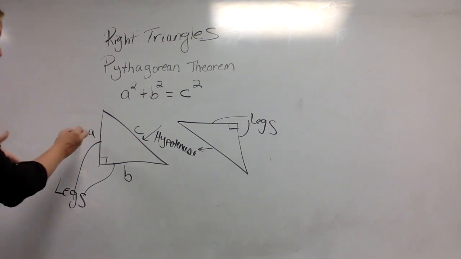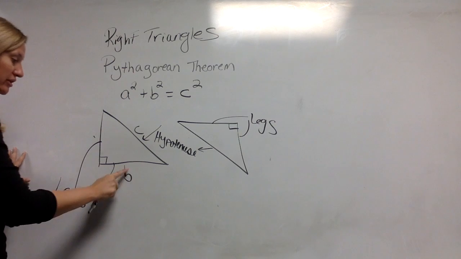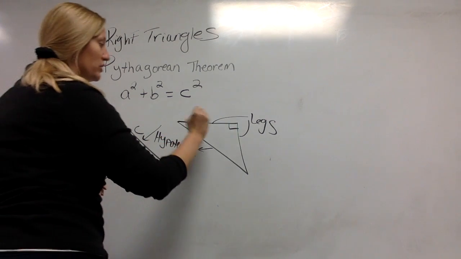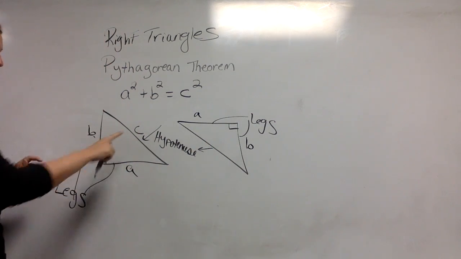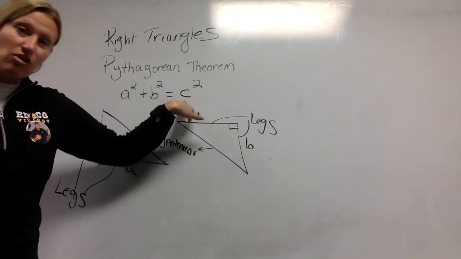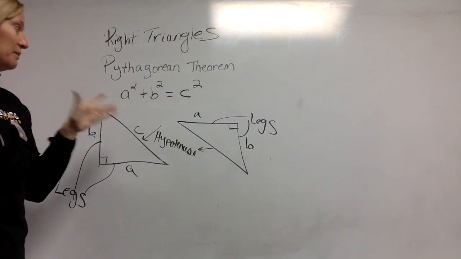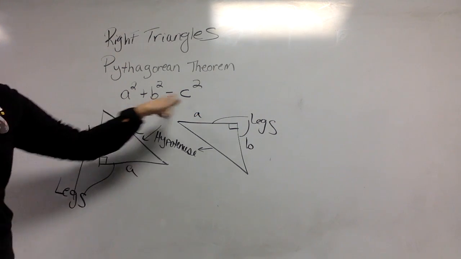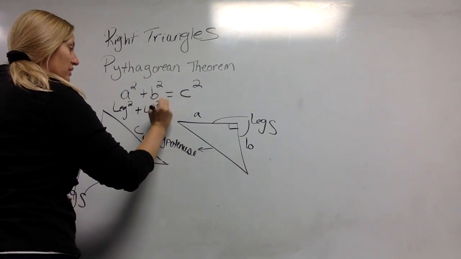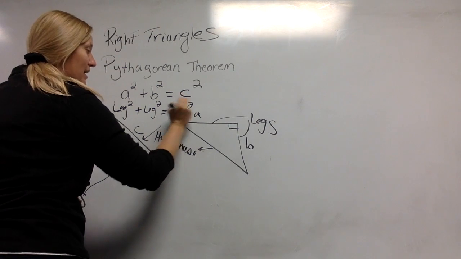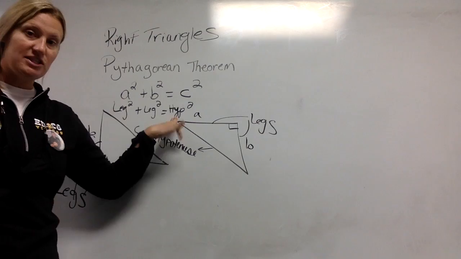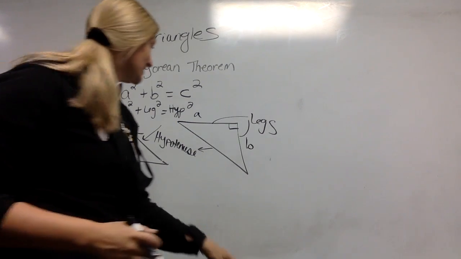Okay? The legs are interchangeable. So I could, in theory, relabel this B and this A. It doesn't matter which one you call A and B. Those are interchangeable. The main idea is that you know that the hypotenuse, the longest side, always has to be C. Some people will even rewrite this equation instead of A, B, and C. They'll say it's a leg squared plus a leg squared equals the hypotenuse squared, because it doesn't really matter which one you call A and which one you call B as long as the hypotenuse is on that side.